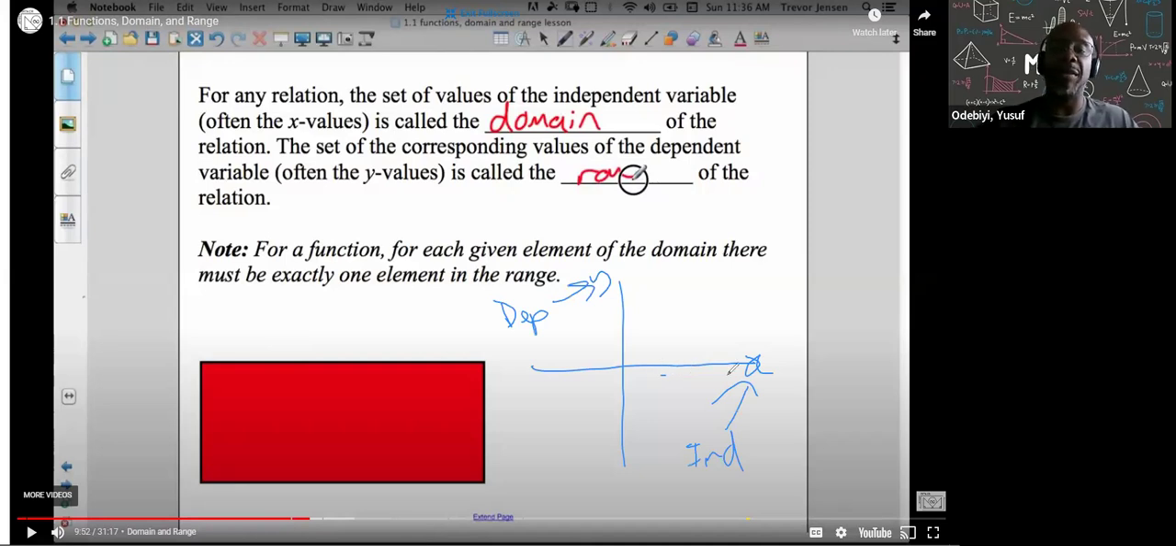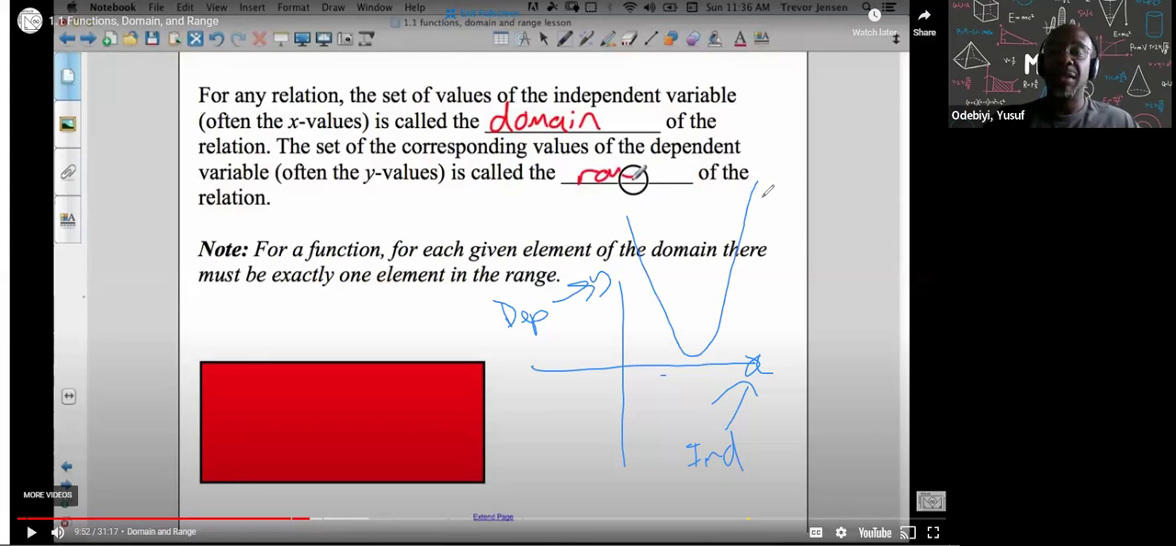So the independent variable is considered your x, and then if we're looking at what is domain and what is range, domain relates to the x values of the graph. Range is related to the y values of the graph. So if I have my graph like this, I'm looking at my domain. My domain is what is my x values.